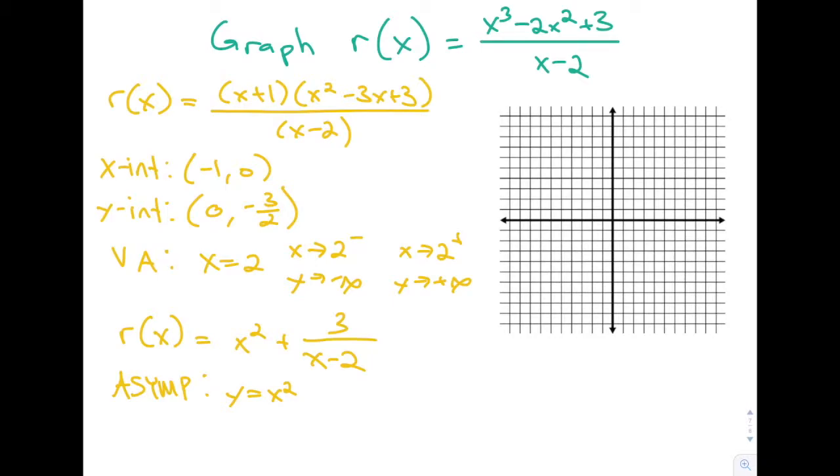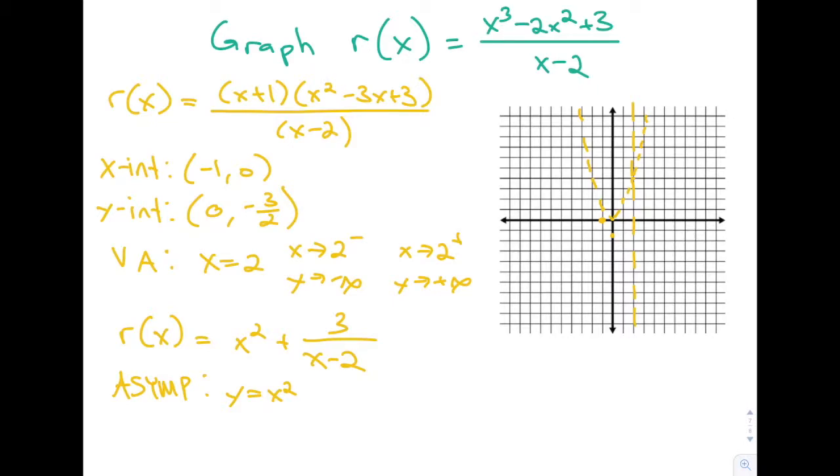Okay, and I think that's all the information that we need. So let's start putting all of this onto our graph. So we have an x-intercept at (-1, 0). We have a y-intercept at (0, -3/2). We have a vertical asymptote at x = 2, right here. We have another asymptote along the parabola y = x squared. So we know that that would look something like this.